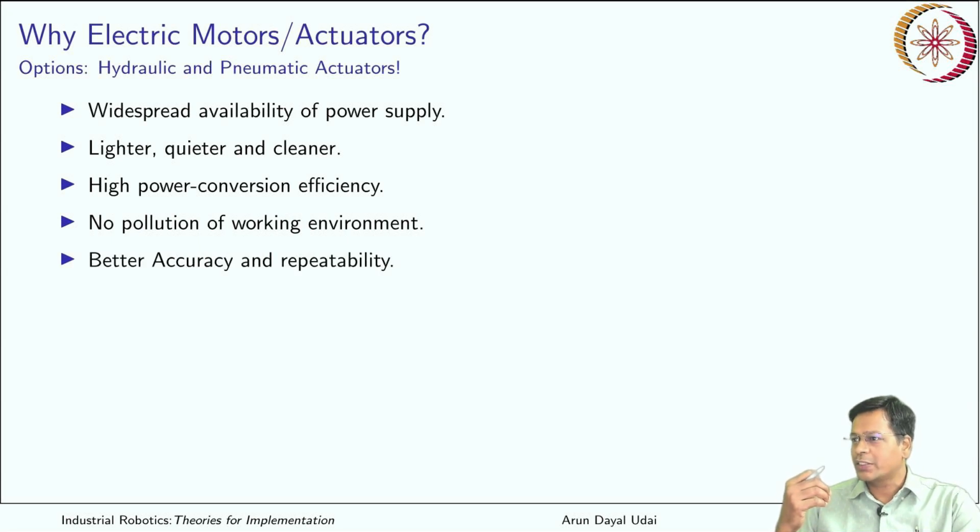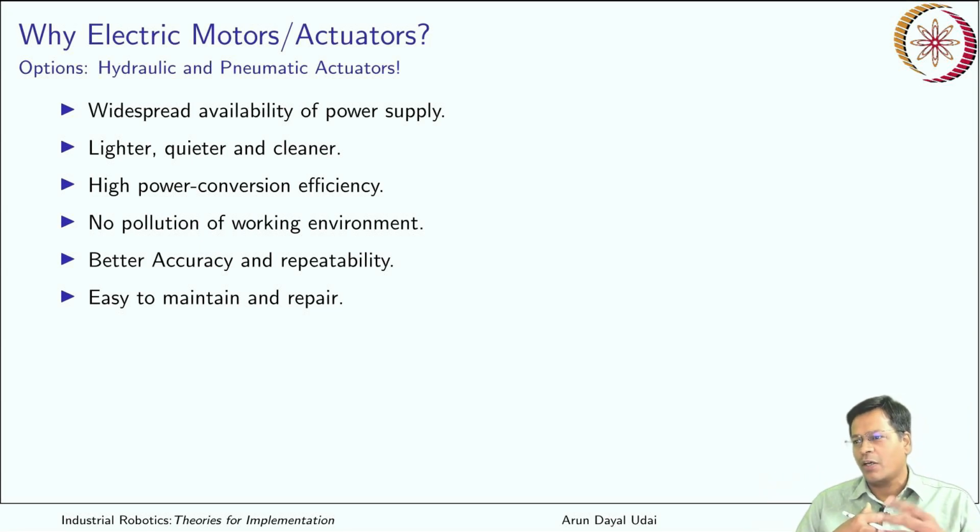And it has better accuracy and repeatability. We will talk about these terms in much more detail. Repeatability we have already talked about a bit while defining industrial robot specifications. Accuracy and repeatability will be defined properly when we define a few other parameters of the robot in later modules. It is also easy to maintain and repair. Electric motors are nowadays repaired next to your home, maybe. People are there who repair your electric fan, your washing machine motor or whatever. So trained people are around to repair that also, right?